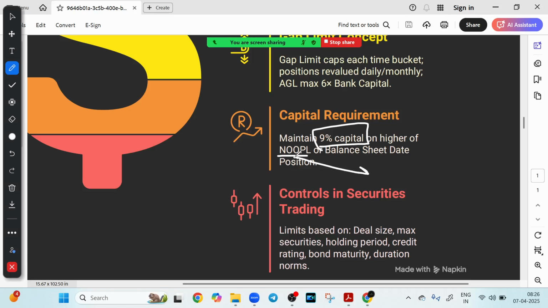What is NOPL? That is called net open overnight position limit. This question is most frequently asked. Net open, we are covering only that much which is important from examination point of view. I have seen the last 5-year papers, and based on that analysis, I am providing you the content.